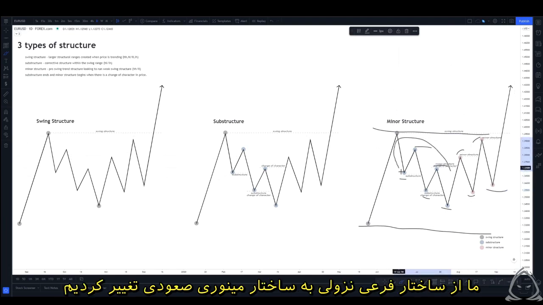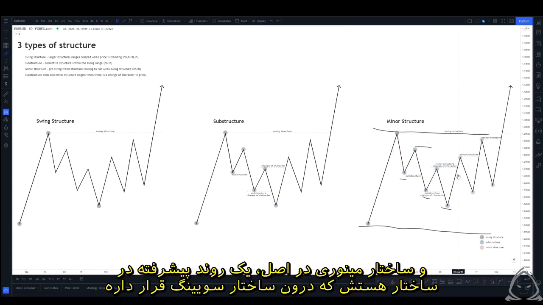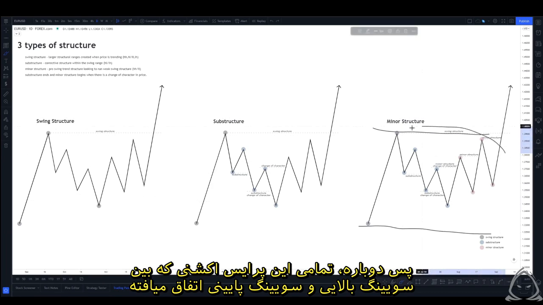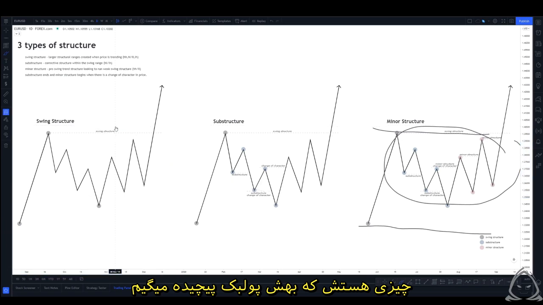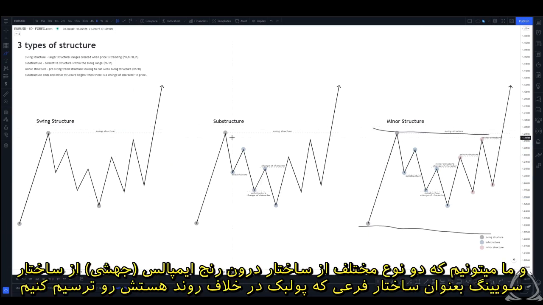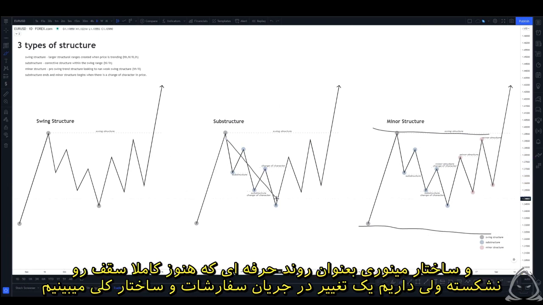We've switched from bearish substructure to bullish minor structure. And the minor structure is, in essence, the pro-trend structure that's contained within the swing structure. So again, all of this price action that's happening between the swing high and the swing low is what we would call a complex pullback, and we're able to delineate the two different groupings of structure within the impulsive range of the swing structure as substructure for the counter trend pullback and minor structure as the pro trend move that hasn't quite broken the high as of yet, but we're starting to see that shift in order flow. We're starting to see that shift in the overall structure.